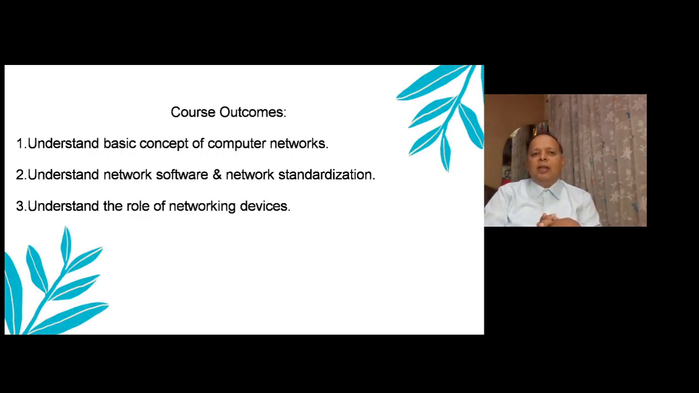The second thing is understanding the network software and network standardization. Friends, you will agree with me that unless standardization is done, there won't be any compatibility. So therefore, there is an organization called IEEE, and IEEE standards are very important. So you must have heard about IEEE 802.11b. That is the standard for wireless networks. So network standardization plays an important role in maintaining the compatibility between the networks.